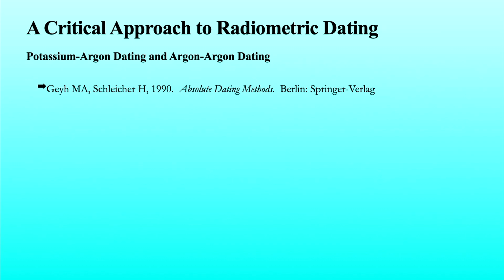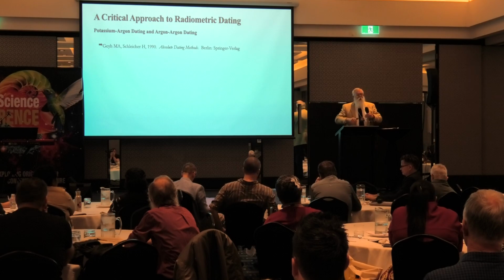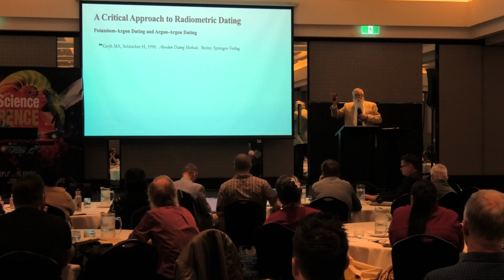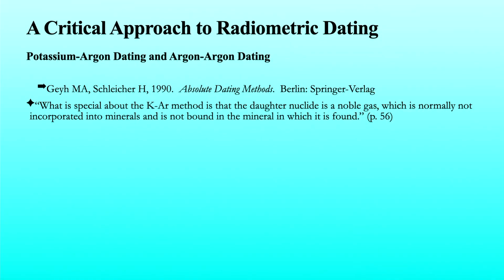The first thing to say is this is a very special dating method because in theory, you heat the rock up, you get rid of all the argon, and that means that you get rid of all the daughter element, so all the D that you measure is actually D star. It's actually produced by radioactivity. That's the theory. And I can quote you multiple textbooks. Faure and Mensing: what is special about the potassium-argon method is that the daughter nuclide is a noble gas, which is normally not incorporated into minerals and is not bound in the mineral in which it is formed. Notice the weasel word normally.